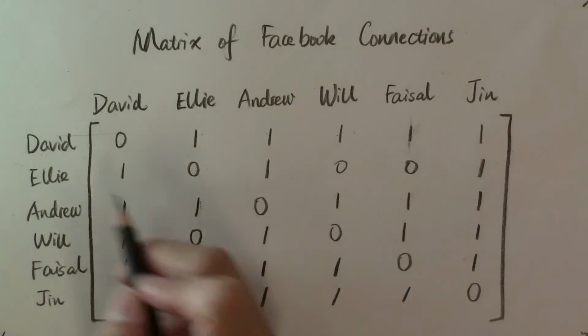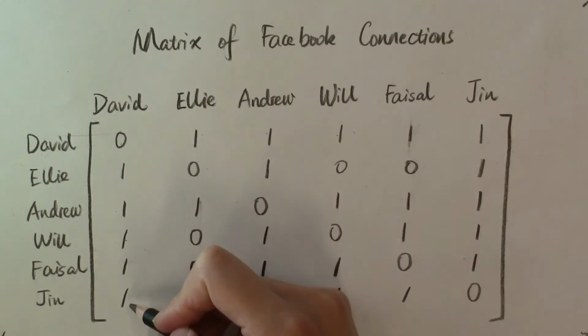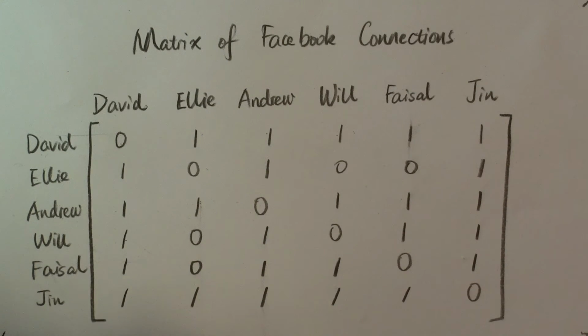In this example, the rows and columns happen to store the same kind of information because you might have noticed there's a symmetry in this matrix. This symmetry comes from the fact that you can be a Facebook friend with someone without him or her being a Facebook friend with you. But don't worry, we'll see examples later where rows and columns store different information.